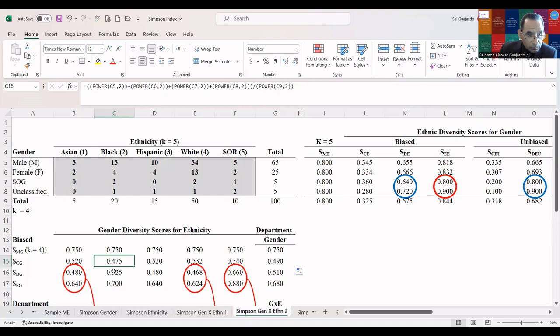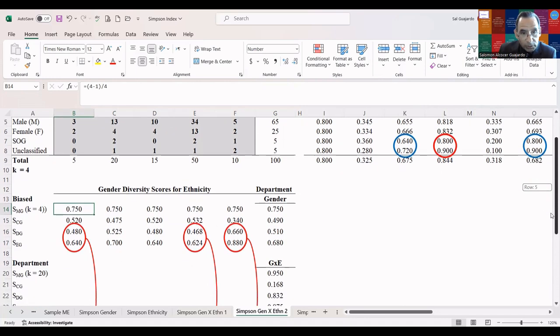So then if I subtract the 0.52 from 1, that gives me a gender diversity score of 0.48 for the Asian workforce. So that means that there's a 48% chance that if I randomly select 2 Asians, they would be of a different gender. So then if I do the biased evenness standardized score, which is going to be 0.48 divided by 0.75, that means that the department obtained 64% of the maximum value of 0.75 for the Asian workforce by gender.